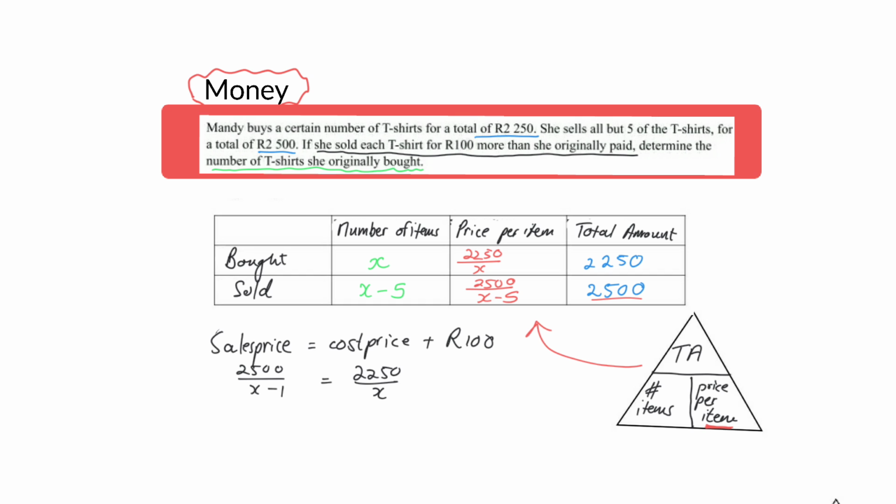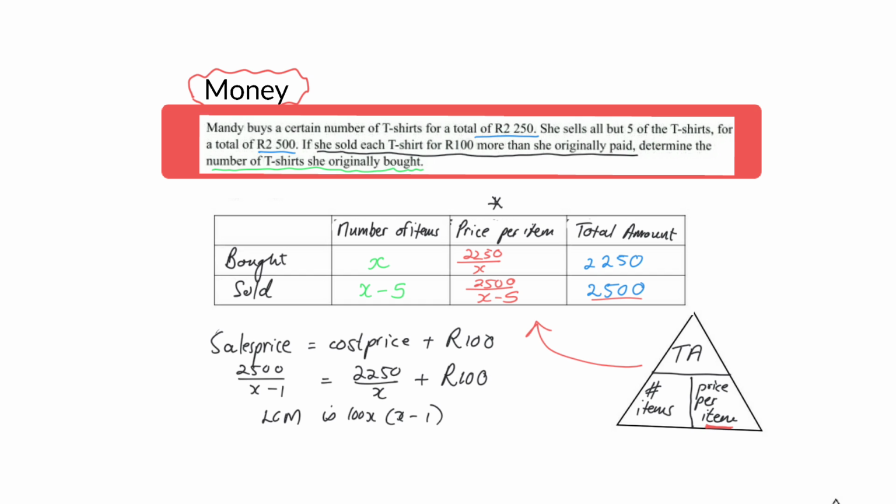Where did I get this? I got this in the price per item column, which I got from the triangular relationship. Now, solving this is easy if you can only get up to the equation. So your LCM is going to be X times X minus 5.